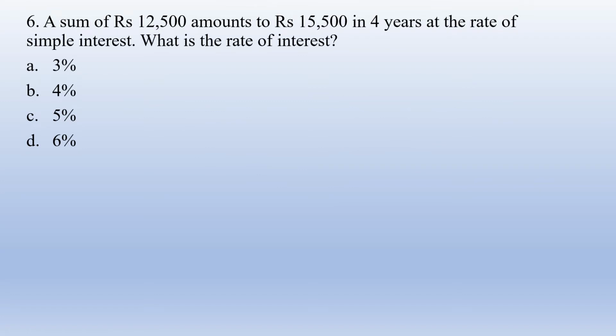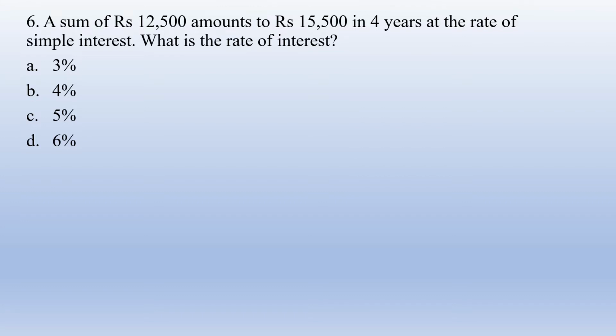Question number 6. A sum of rupees 12,500 amounts to rupees 15,500 in 4 years at the rate of simple interest. What is the rate of interest? Option A 3%, option B 4%, option C 5%, option D 6%. So here the question asks we have to find the rate of interest.